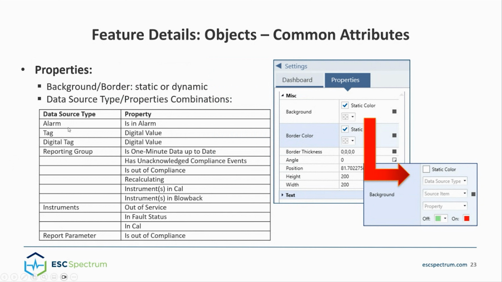So for example, alarm, we have, is it an alarm? The tags, digital status, is a reporting group up to date? Is an instrument out of service? All kind of yes, no values that drive the off and on color for these dashboard items.